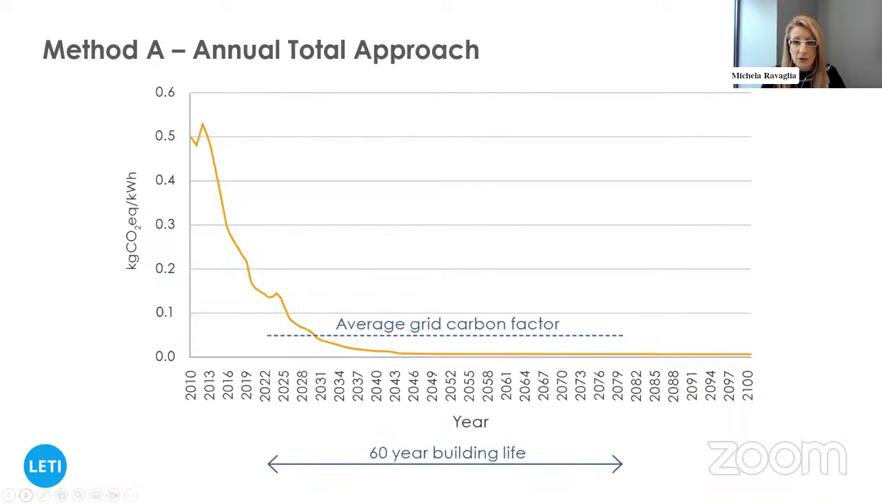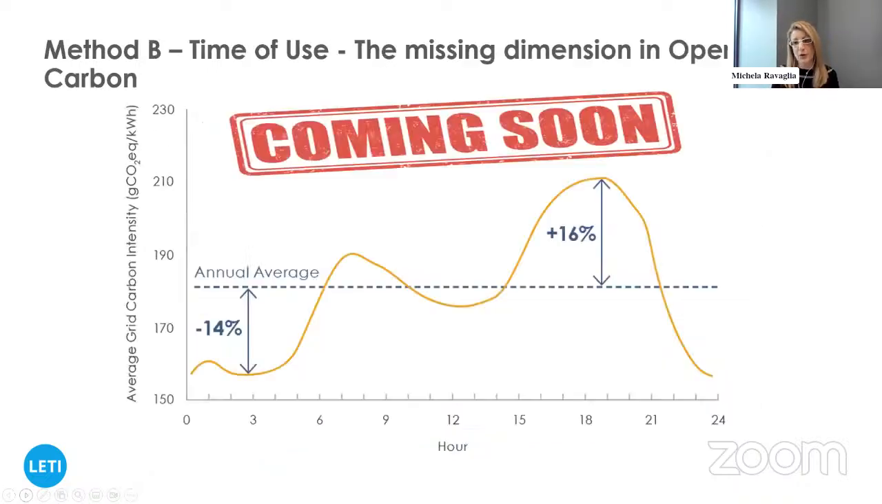Method A investigated the total annual approach, where either a single factor is applied to the energy consumption that represents an average of forecast carbon factors for the time period, or annual factors from a forecast are applied to the annual energy use projected in each year. I will then hand it over to Barney Evans and Leighton Smith, who will give us an overview of Method B.